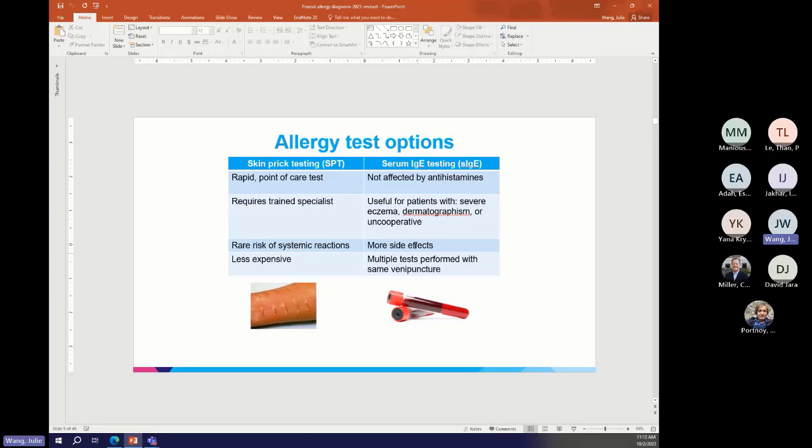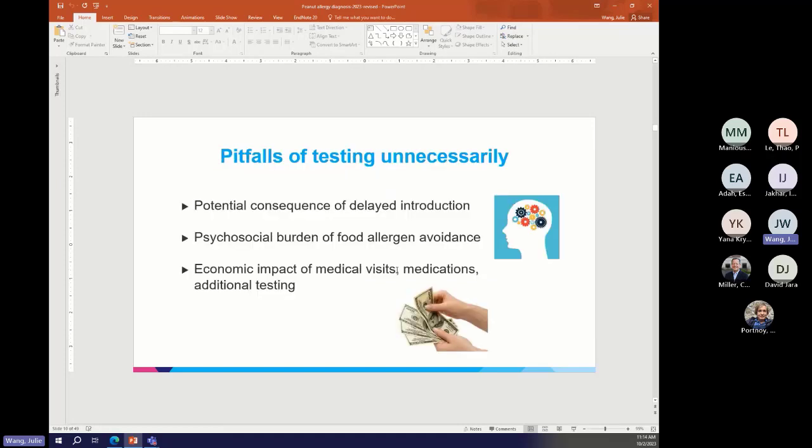There potentially are more side effects. Bruising can happen, and it is perhaps a bit more painful. Some children are much more scared of blood testing than skin tests. But what's nice about blood tests is that multiple allergen tests can be performed with a single venipuncture. So there would be situations where you would choose one versus the other, or consider using them complementarily.